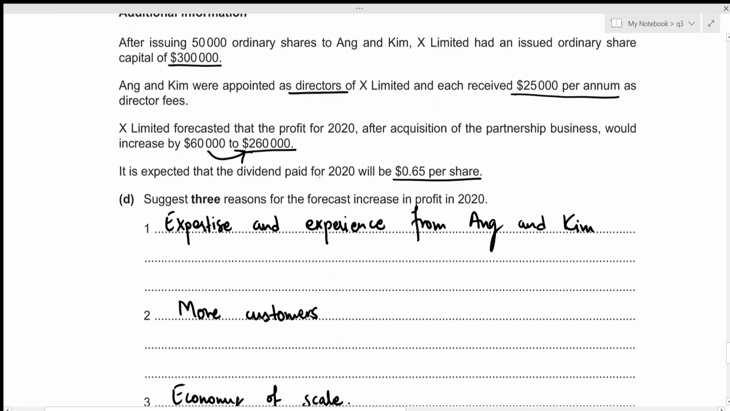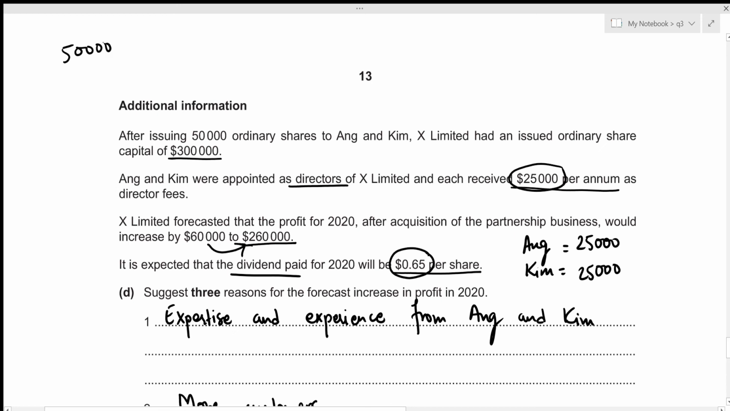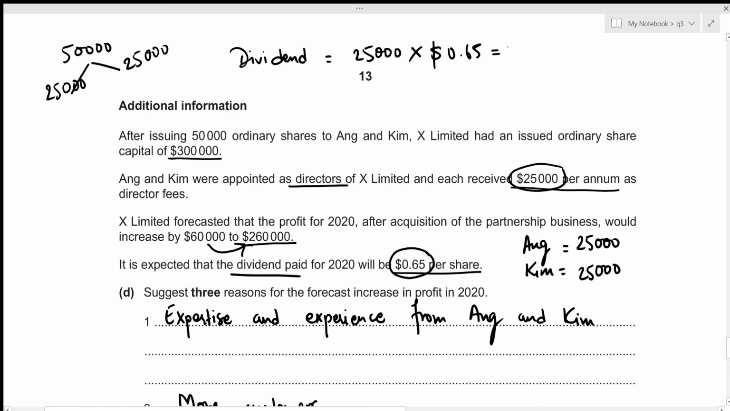Okay, now let's figure out their income from X Limited. So we know that they are each receiving 25,000 per annum. So for Ang and Kim, they are both receiving 25,000 as director fees. And they are also receiving the dividend, and the dividend is 0.65 per share, and we know that they were given total of 50,000 shares, and 50,000 was divided among them equally, which means that Ang got 25,000 and Kim got 25,000 as well. So the dividend is just going to be 25,000 times 0.65 per share rate. So this gives the total dividend received by Ang as well as Kim to be 25,000 times 0.65, which results in 16,250. So this is the additional income.